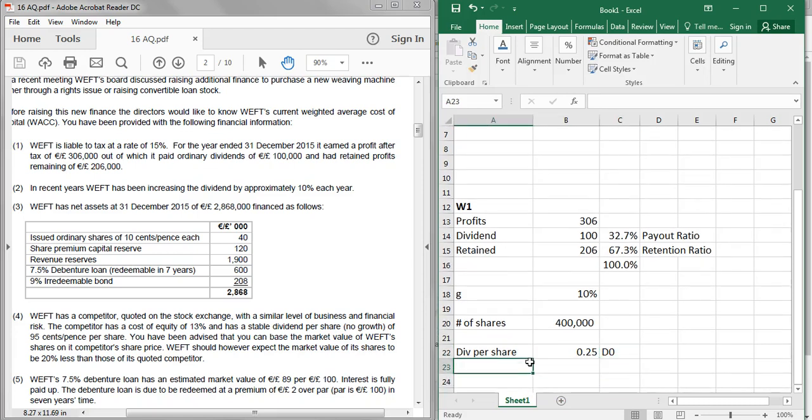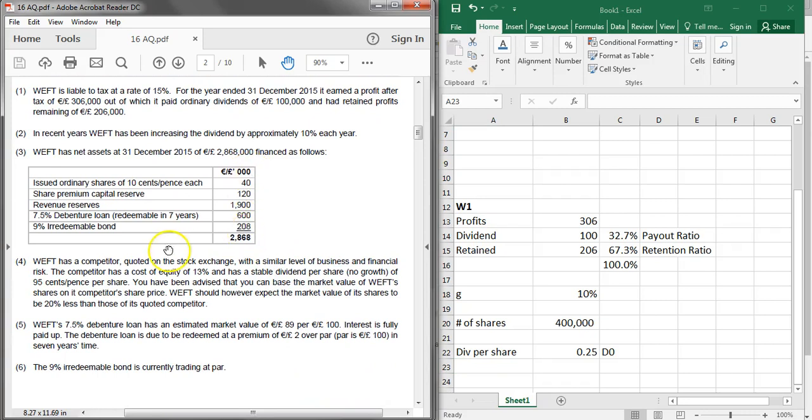Right, so we're building up. So we know we're looking at this. And we're coming down here, we're given that information. We're told WEFT is a competitor quoted on the stock exchange with a similar level of business and financial risk. Its cost of equity is 13%, and it has a stable, i.e. no growth, dividend per share of 95 cents. You've been advised that the market value of WEF's shares should be based on the competitor share price, however it expects its shares to trade at 20% less.